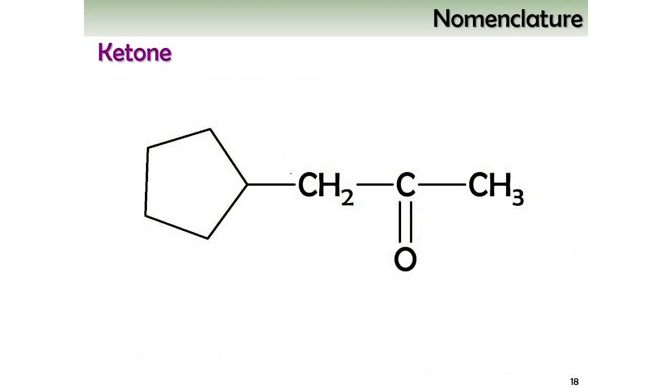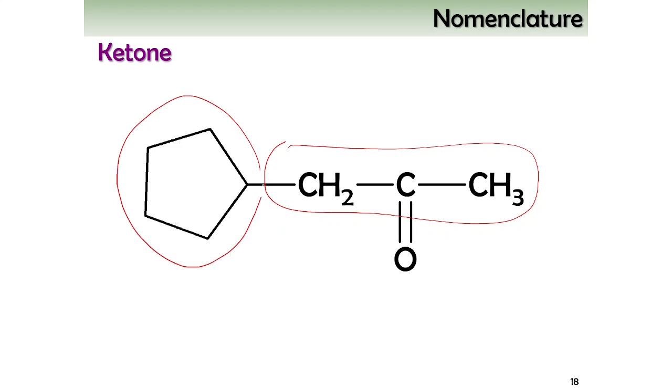Okay, so let's try to name this compound. The higher priority is given to the carbonyl. So this is the longest chain, and this is the substituent. So this one is propanone, right? Propanone, and this one is cyclopentyl.